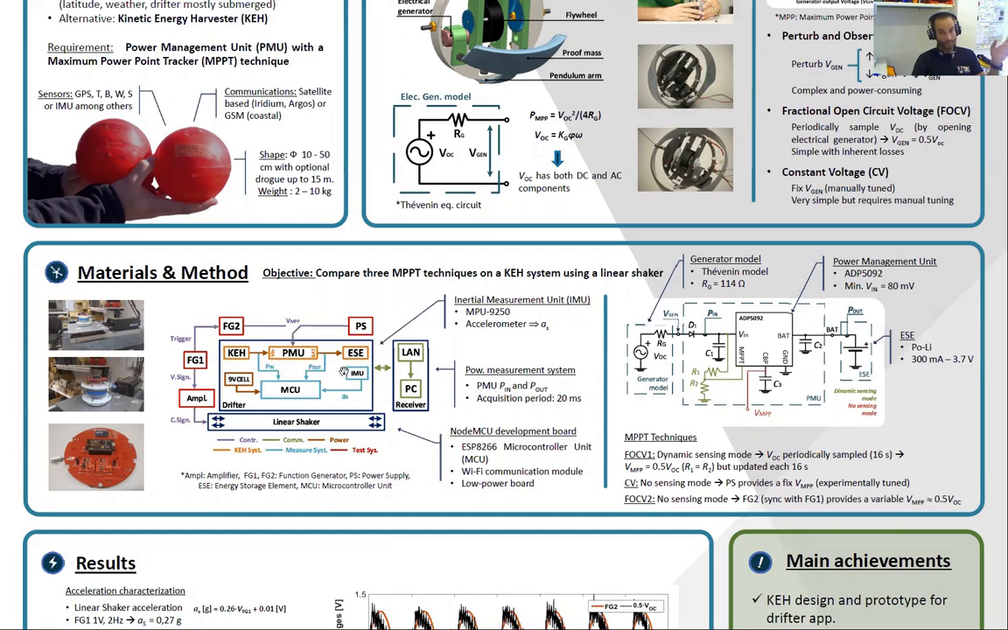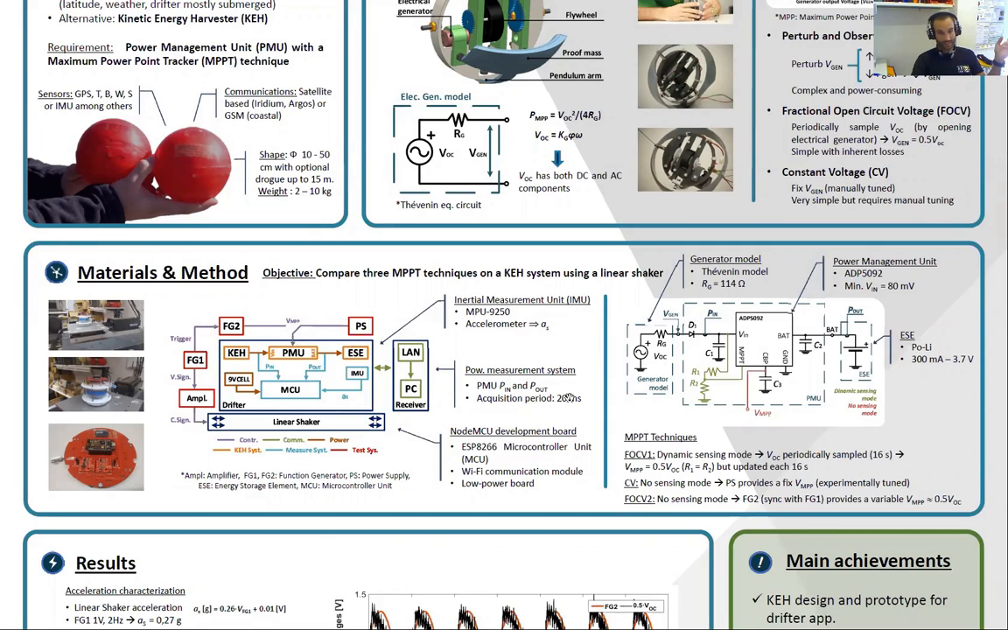First, one based on the fractional open circuit voltage using the Analog Devices power management unit, which opens the circuit every 16 seconds to sample the voltage and fix half of this open circuit voltage.